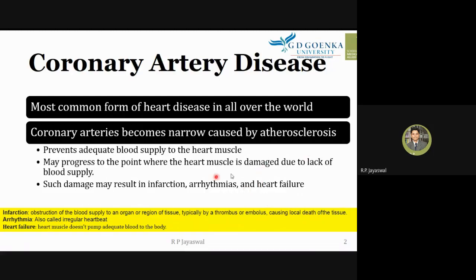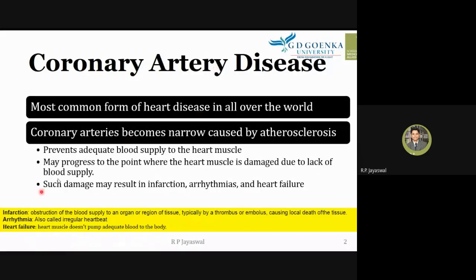So there is a local death of the heart muscle tissues, and we understand this abnormal condition, as a medical term, as an infarction. What is arrhythmias? Arrhythmias is also called an irregular heartbeat. Changes in the coronary artery also lead to arrhythmias, which is an irregular heartbeat, and there is also heart failure, where the heart muscle doesn't pump adequate blood to the body.